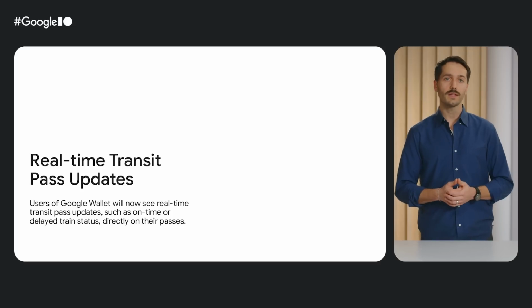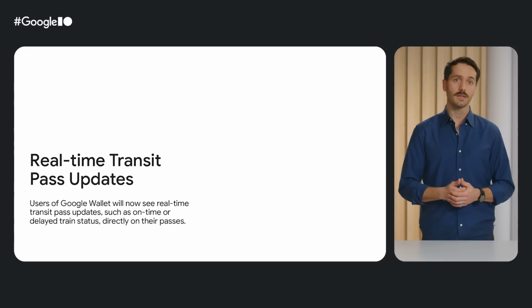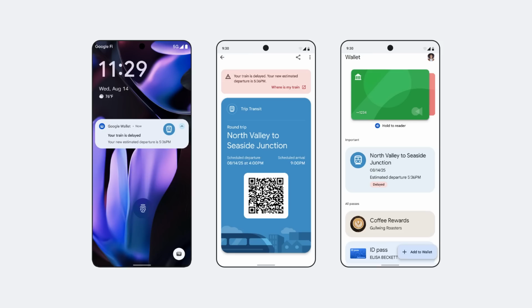Users of Google Wallet will now see real-time transit pass updates, such as on-time or delayed train status, directly on their passes. This enhanced experience is powered by the Google Wallet API's new live status support and a seamless integration with Google Maps. Train operators can enable this feature by ensuring their tickets contain the required fields and providing a real-time GTFS feed, making it accessible to major operators worldwide.